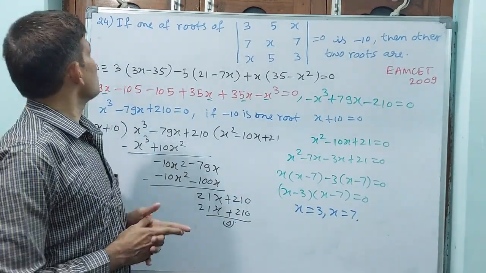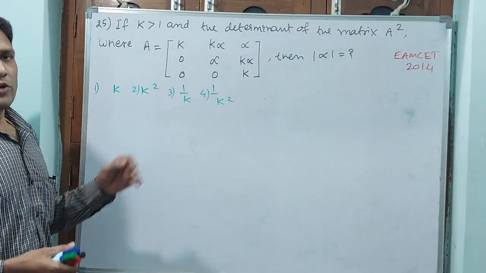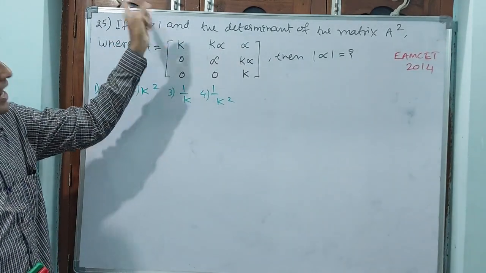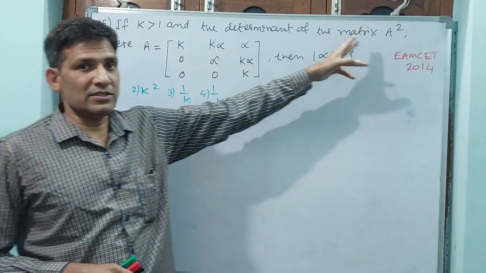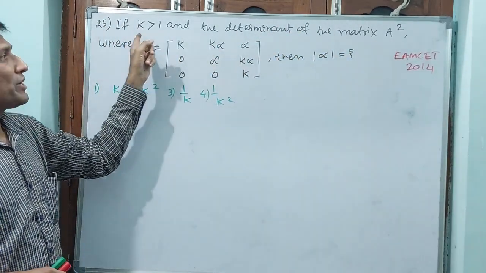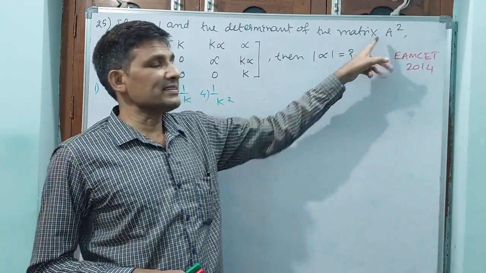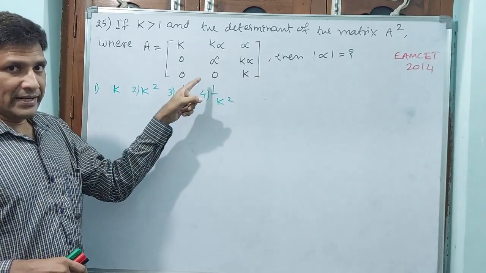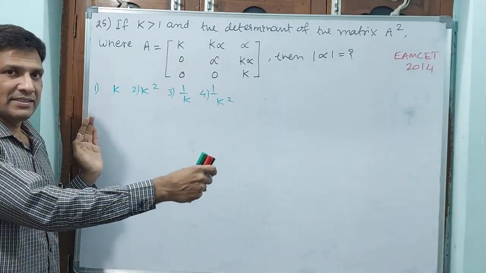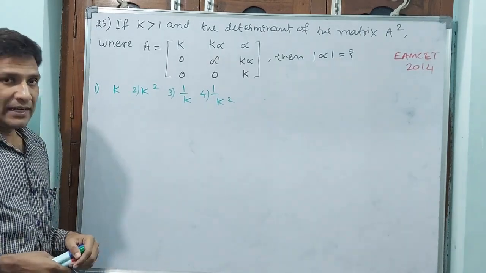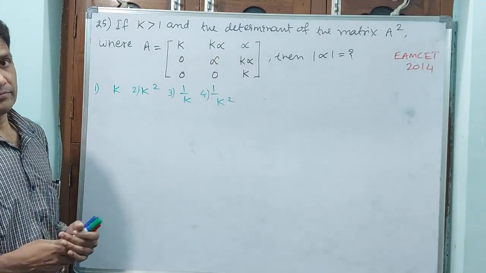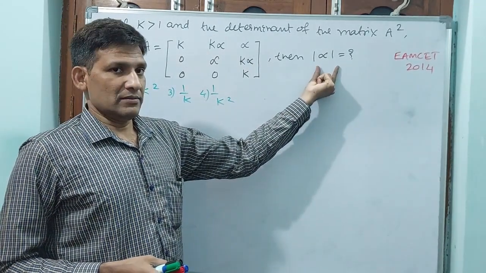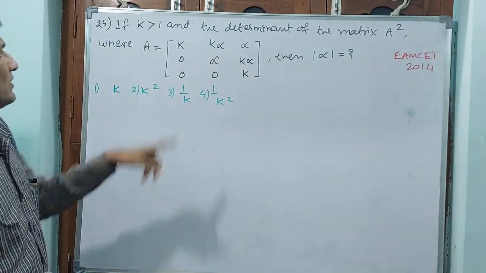Take this, we will go for the last question of this class. Okay, see, 25th question, observe carefully, understand it carefully. If k is greater than 1 and the determinant of the matrix A square is equal to k, see, they have given matrix A, you find A square. After finding A square, you have to take that matrix's determinant. Then that determinant is going to become k. Then what they are asking is the value of modulus of alpha. See, how can you find alpha?